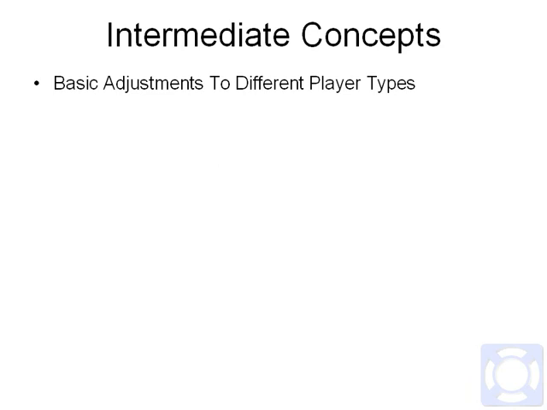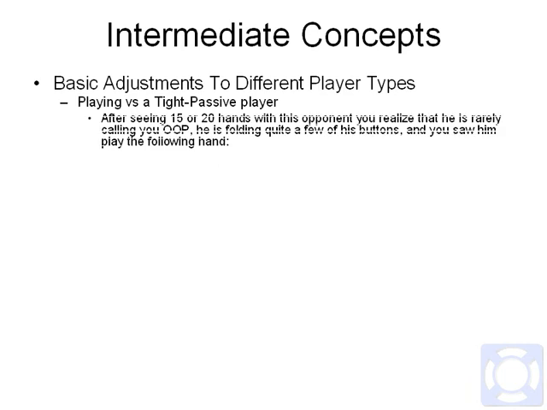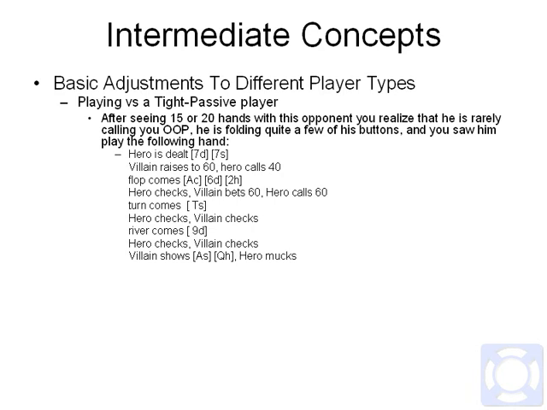When you're playing against a tight passive player, let's say after seeing 15 or 20 hands with this opponent, you realize that he is rarely calling you out of position. He is folding quite a few of his buttons, and you saw him play the following hand. So you're dealt 7-7, the opponent raises, and you decide to just call. The flop comes Ace 6-2 rainbow, so no flush draws or any draws in general. And you check, and he only bets half the pot.